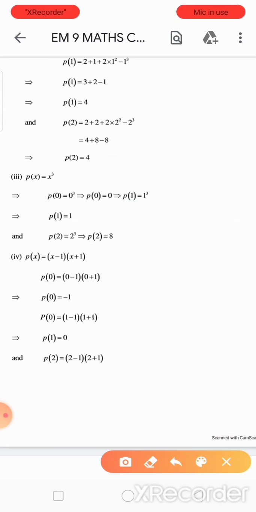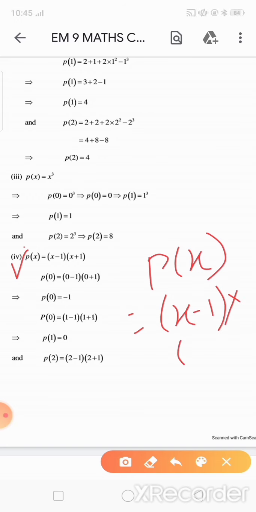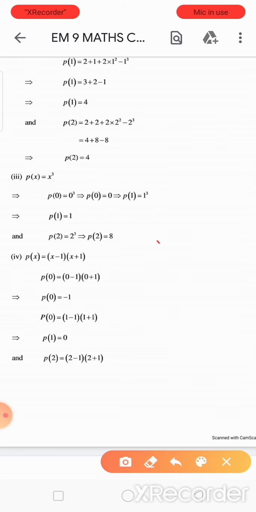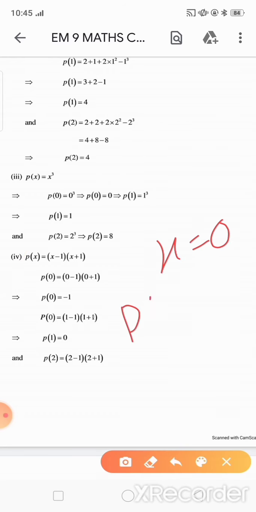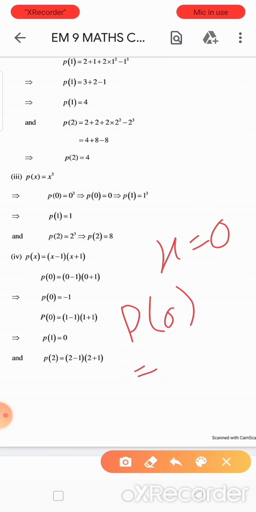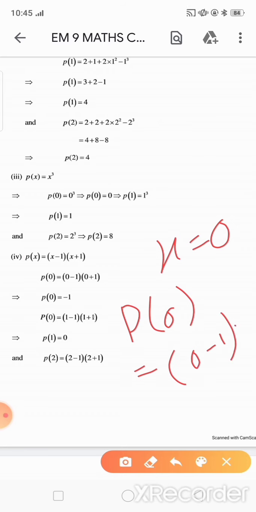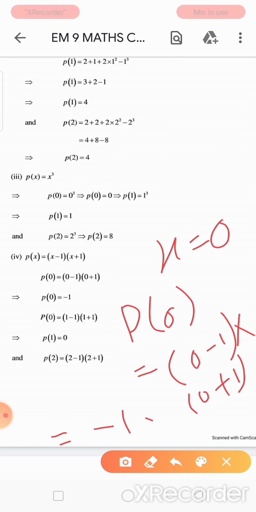Next question, question number 4. The polynomial is p of x is equal to bracket x minus 1 multiplied by second bracket x plus 1. We have to find, first, for x equal to 0 value, p of 0 is equal to, substituting x equal to 0, 0 minus 1 multiplied by 0 plus 1. Simplifying this step we get minus 1 multiplied by plus 1. It means minus into plus, it will be minus 1. So for the value of 0, our p of 0 is equal to minus 1.